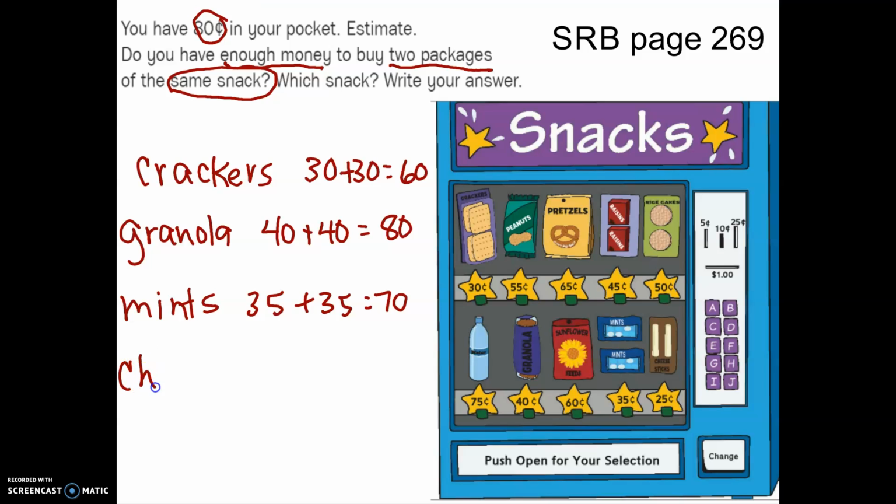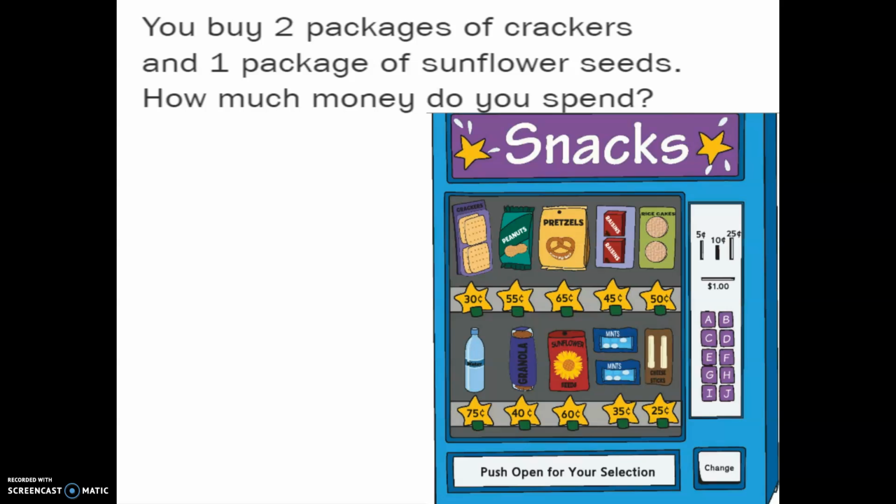And then we have cheese sticks. And cheese sticks are 25 cents. So 25 plus 25 equals 50. That's less than 80 cents. So if I have 80 cents in my pocket and I want to get 2 snacks, 2 of the same snacks, what 2 things could I get? I could get 2 crackers for 60 cents, 2 granolas for 80 cents, 2 mints for 70 cents, 2 cheese sticks for 50 cents. I have another problem that we're going to work on.